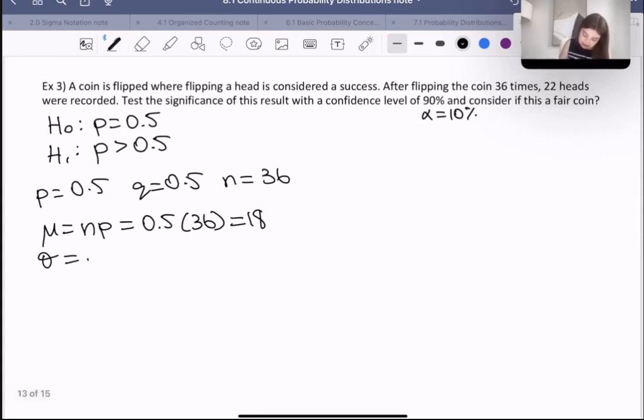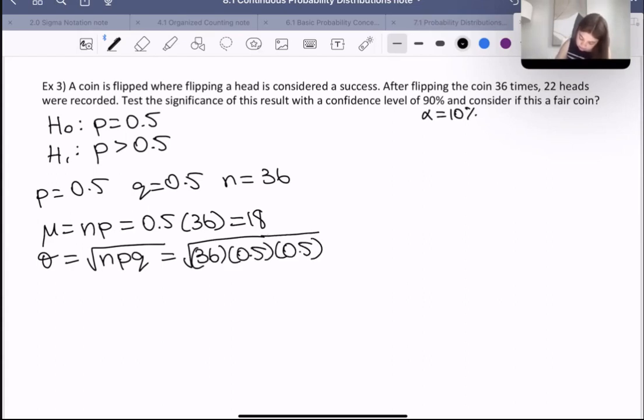Now, what's our standard deviation? Let's see. That's going to be root of npq, with n being 36. That's going to be root 9, which is 3. Okay, so our standard deviation is 3, and our x value we're testing is 22.